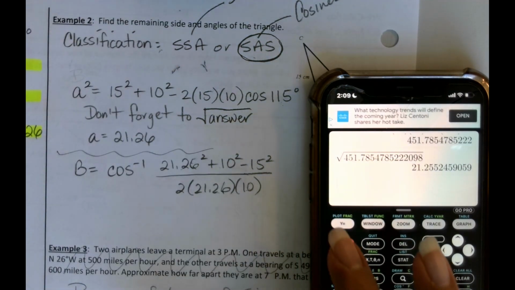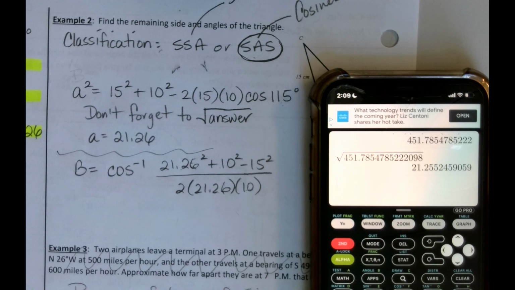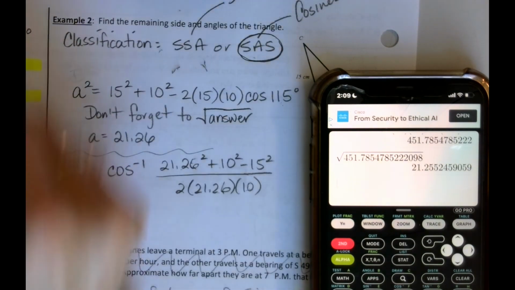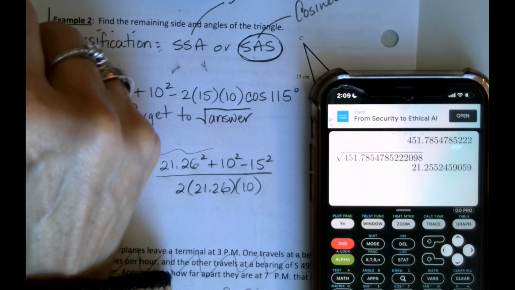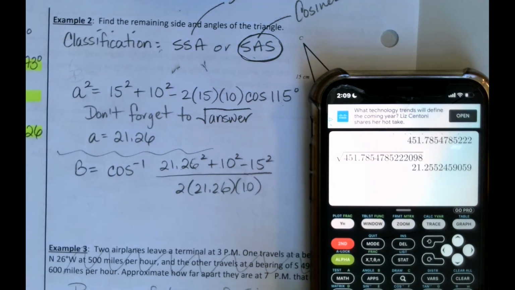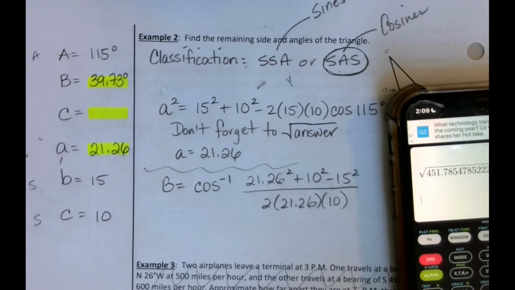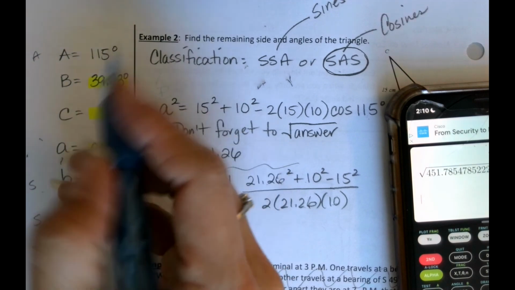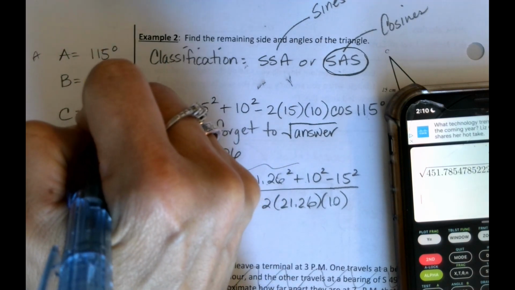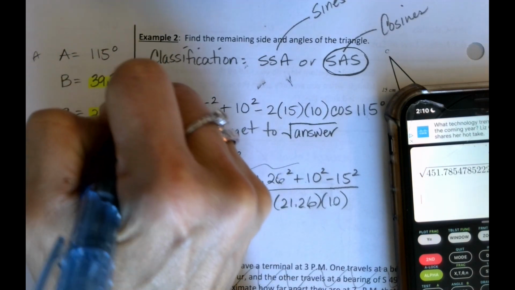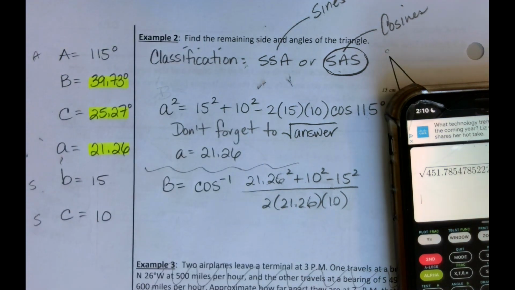Okay. All right. What answer are you guys getting for B? 39.73. Yeah. 39.73 is correct. And then angle C again, 180 minus those two. And I'm not going to insult your intelligence. You guys know how to do that.